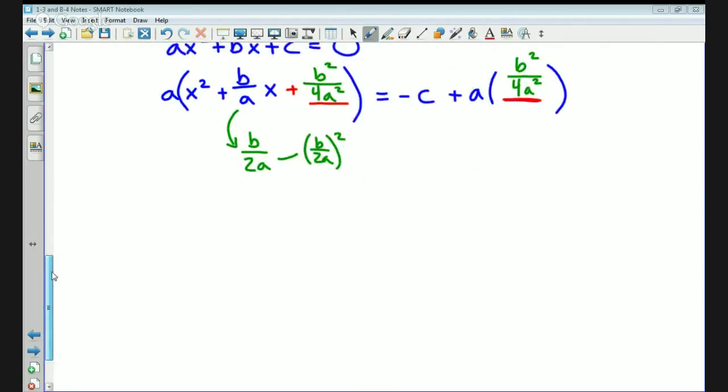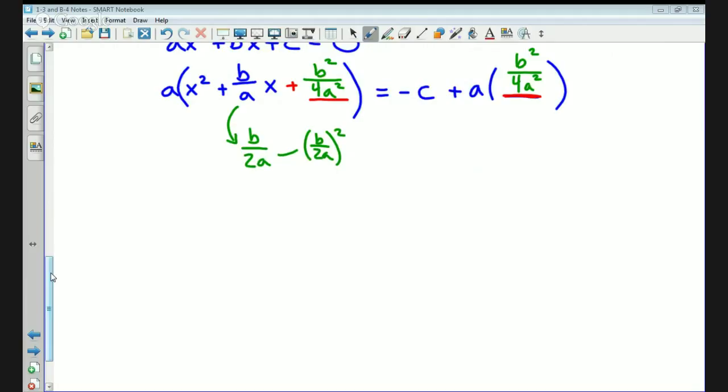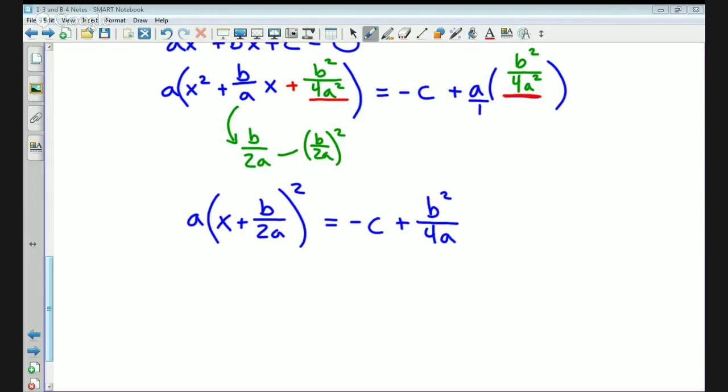So continuing with this, I can now write on the left side, a times x plus b over 2a quantity squared. And this will equal then negative c plus, if I distribute the a in, keep in mind again, this a is over 1, forced it to be a fraction. When we multiply that in, we're going to get b squared over just 4a. One of the a's will cancel from the numerator and denominator.